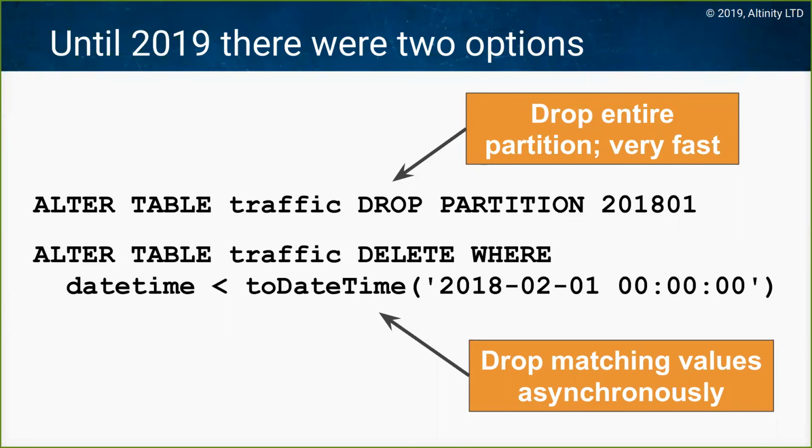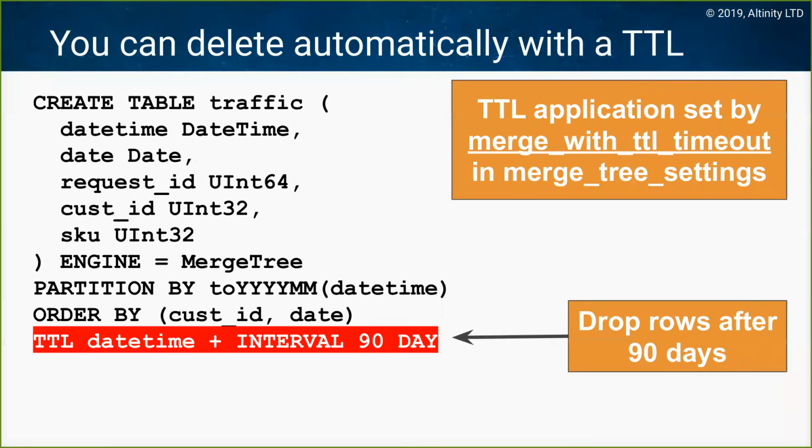And what will happen is that will go into the background, and then ClickHouse will, over time, and depending on how much you're changing it may be more or less, it will go ahead and delete the data. You'll have to wait until the mutations are processed, and then the deletes are done. There's now a much better option, which is called a TTL.